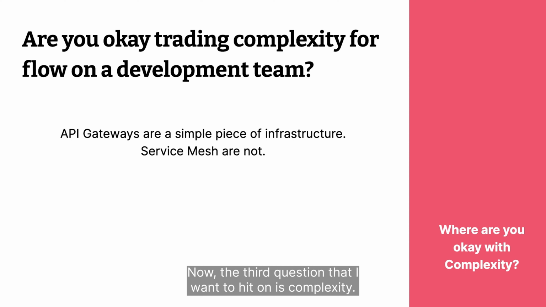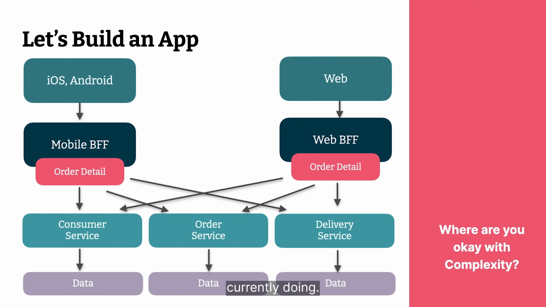Now, the third question that I want to hit on is complexity. This is the one where I said that a service mesh is a complex piece of software, but it actually could be less complex than what your developers are currently doing. So let's take an example. Let's say we're going to build an app. It has Android, iOS, and web. We're going to build this application. Maybe it's got a mobile BFF, it's got this order detail, it talks to services, and has some data behind it.